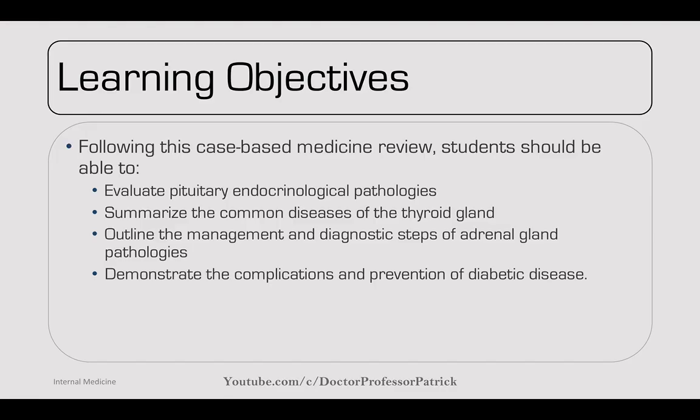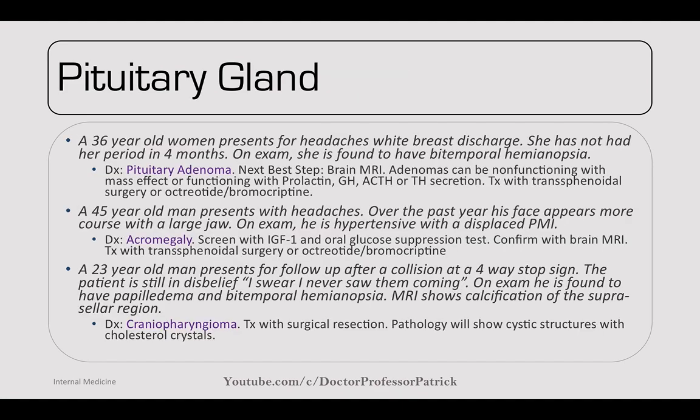Welcome back. We're going to be moving on to the endocrinology and hem/onc section. The learning objectives right now will be to evaluate pituitary endocrinological pathways and pathologies, to summarize the common diseases of the thyroid gland, outline the management and diagnostic steps of adrenal gland pathologies, and demonstrate the complications and prevention of diabetic disease. So we're going to start out with the pituitary gland.